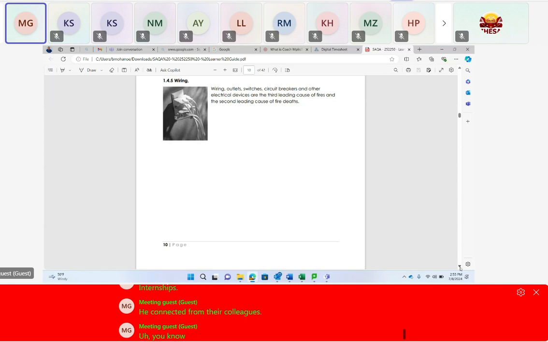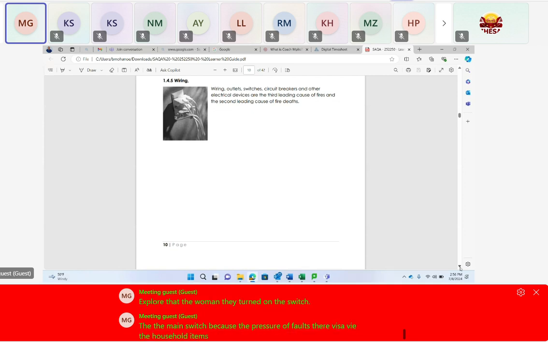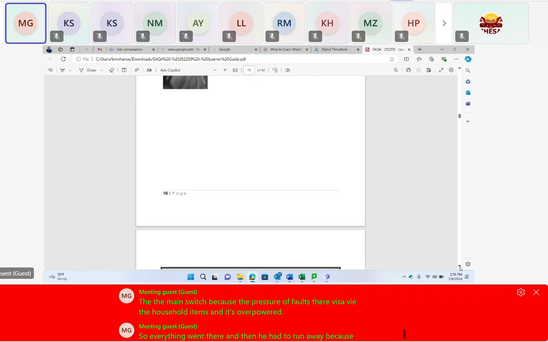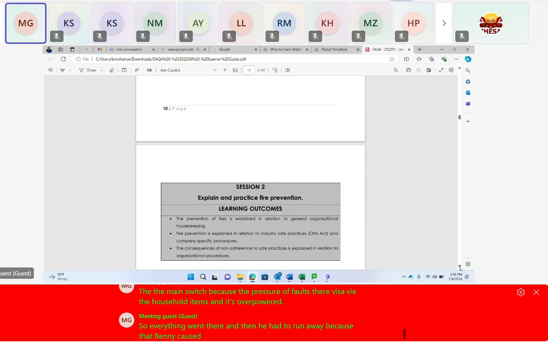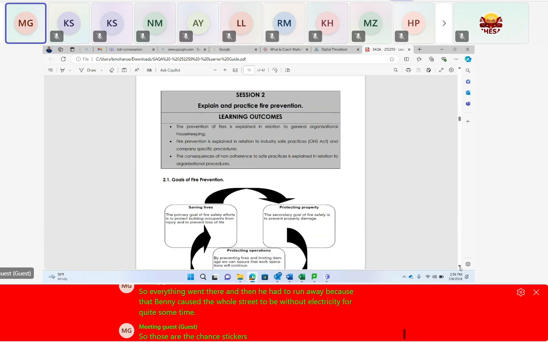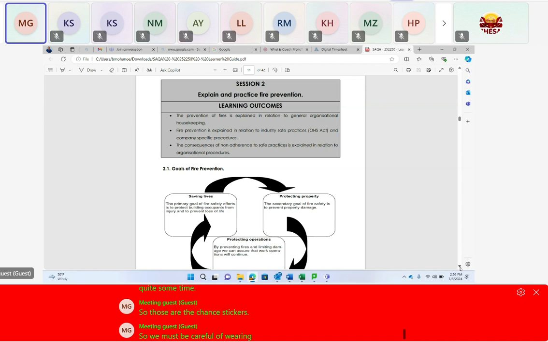Their house exploded the moment they turned on the main switch, because the pressure of volts there, vis-a-vis the household items, overpowered them. So everything burned there, and then he had to run away because that burning caused the whole street to be without electricity for quite some time. So those are the chance takers. We must be careful of wiring as well.